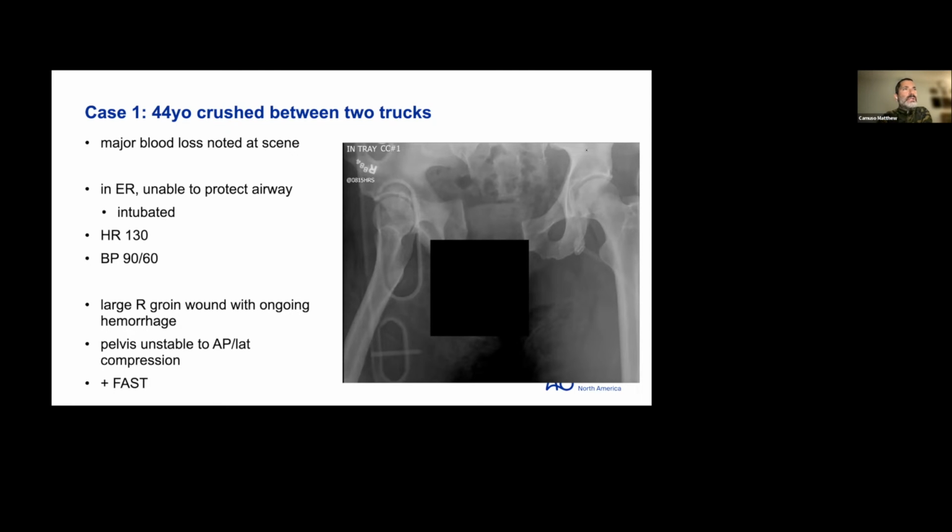So he was taken emergently to the emergency room where his airway was intubated because he was really having trouble staying awake. He was tachycardic and hypotensive, and he was noted to have a very large wound in his groin with ongoing hemorrhage. He got a quick, typical emergency room AP pelvis X-ray here, which isn't ideal for classification, but certainly we all can see that there's a problem here, and a very rapid abdominal FAST examination was positive.